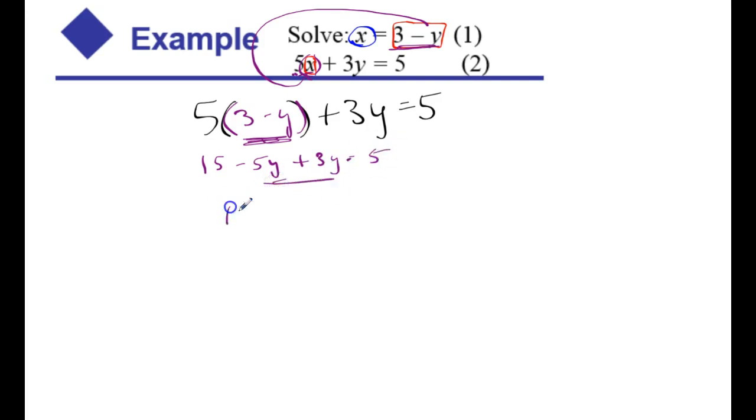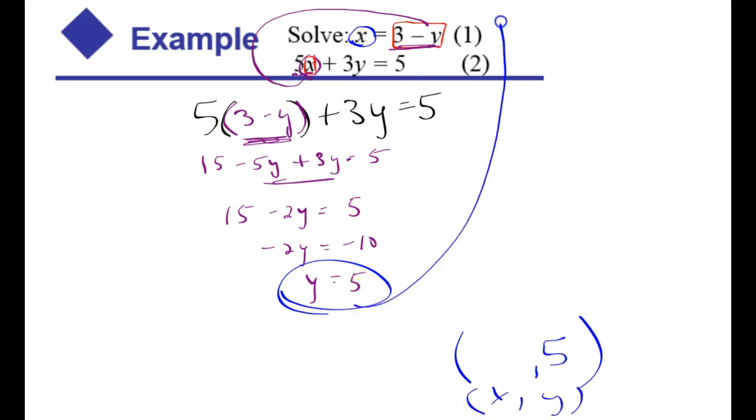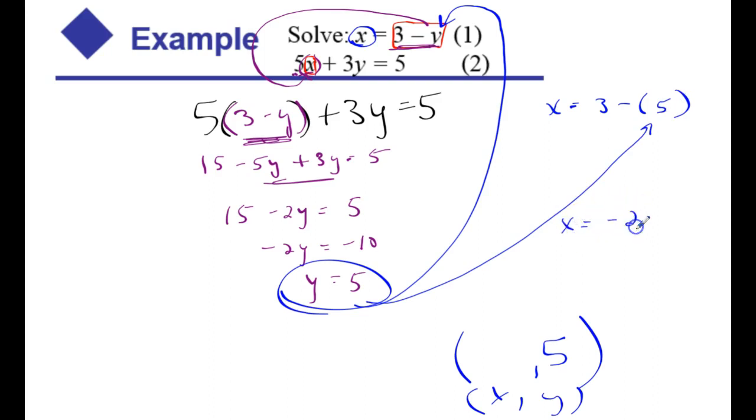So combining like terms, we got 15 minus 2y equals 5. Subtracting off 15 is a negative 10, and y turns out to be 5. So it looks like we're only half done, but actually you're much further than half, because all we have to do now, being that you have the two answers, is plug that in for the y, because it says x is equal to 3 minus the y value. Well, the y value is 5. And sure enough, 3 minus 5 is negative 2.